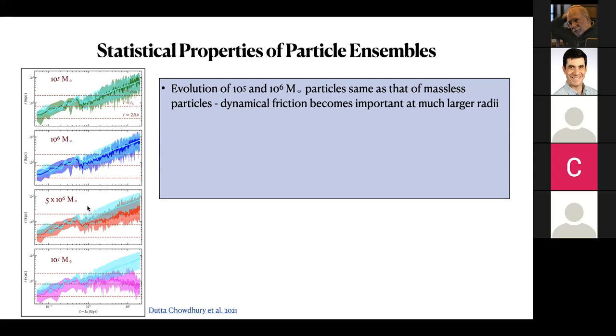But now if we start increasing the mass, we go to 5 times 10 to the power 6. Now we start seeing the effect of dynamical friction. Compared to massless particles, we see a reduced rate of outward diffusion. And finally, if we go to 10 to the power 7 solar mass particles, then we also see a kind of stalling behavior. This is what you would expect if the heating and cooling processes are trying to balance each other. So in an average sense, there is no further outward motion.